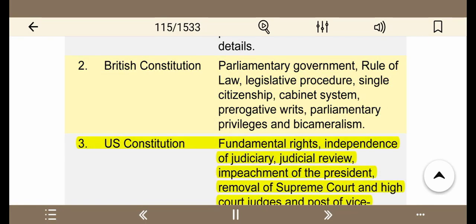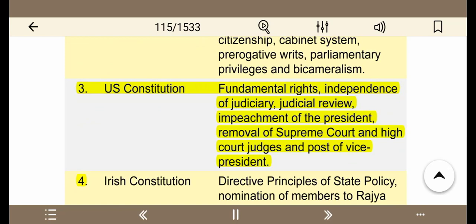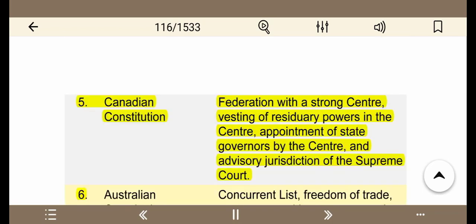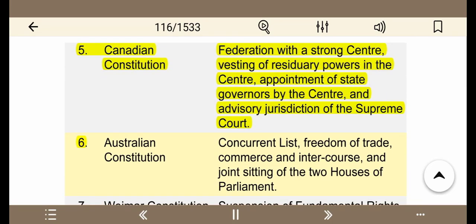3. U.S. Constitution: Fundamental Rights, Independence of Judiciary, Judicial Review, Impeachment of the President, Removal of Supreme Court and High Court Judges and Post of Vice President. 4. Irish Constitution: Directive Principles of State Policy, Nomination of Members to Rajya Sabha and Method of Election of President. 5. Canadian Constitution: Federation with a strong centre, vesting of residuary powers in the centre, appointment of state governors by the centre, and advisory jurisdiction of the Supreme Court.